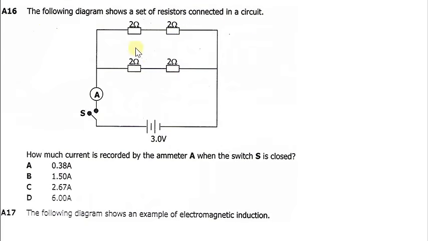So we have two in series. Again, this one are in series, but these and these are in parallel. And then we have a 3 volt battery source. Then we have an ammeter and a switch here. So they're asking how much current is recorded by the ammeter when the switch is closed. When this switch is closed, current will start flowing, so that current must be recorded by the ammeter. So what current is that?